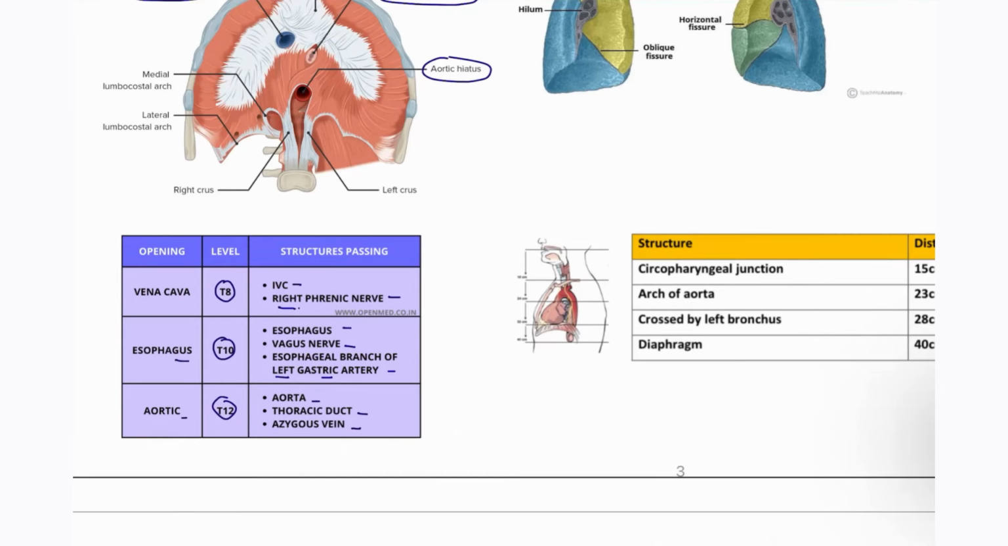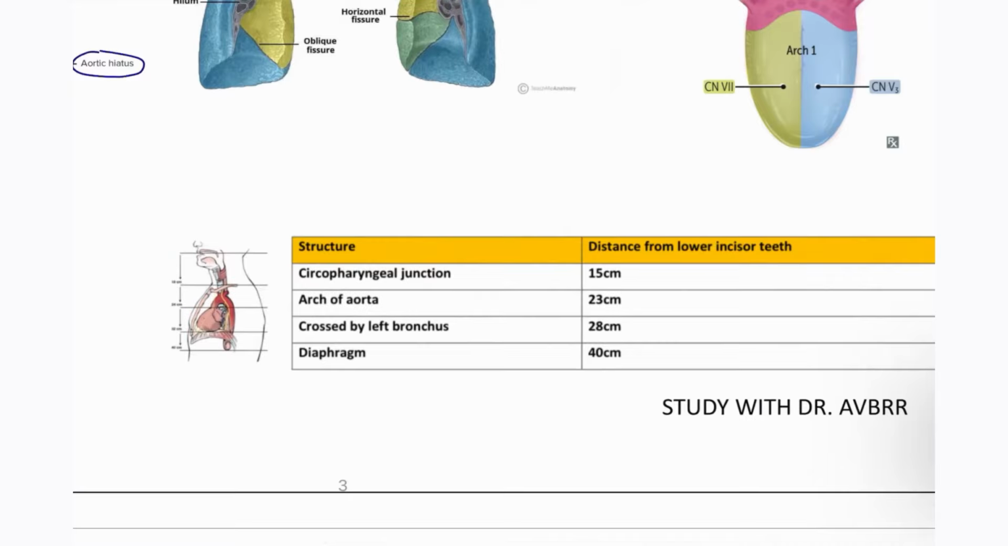Okay, next, here you can see this is the esophagus and the distance from the incisor teeth. This will be helpful to identify what structures you are going to see when you are doing an endoscopy for a patient. At 15 centimeters, the cricopharyngeal junction; at 23 centimeters, the arch of the aorta; at 28 centimeters, it will be crossed by the left bronchus; at 40 centimeters, the diaphragm is going to be seen.